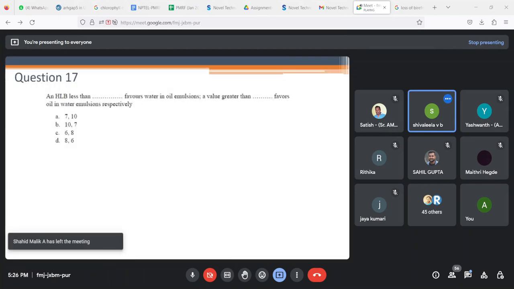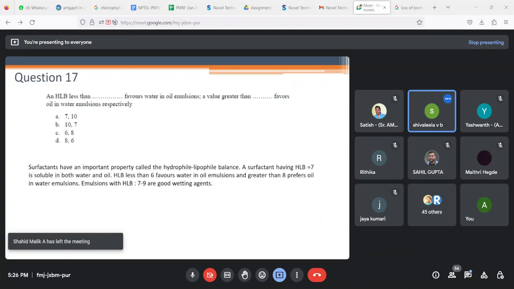So when you have a very high HLB, it means it has more hydrophilic behavior than lipophilic behavior. The moment it has hydrophilic behavior, it will prefer to remain in water. Whereas when it has a very low HLB, it means the lipophilic characteristic dominates, so it will prefer to remain in oil.